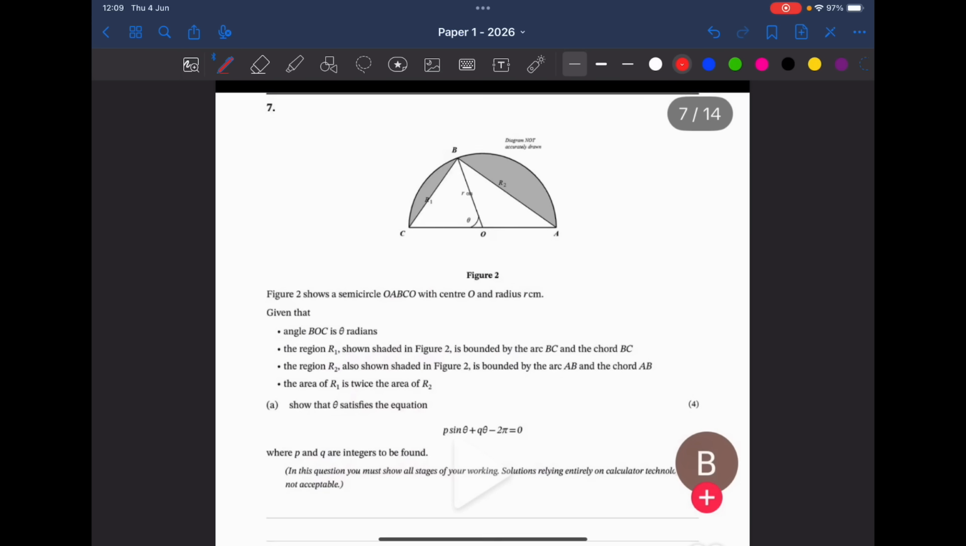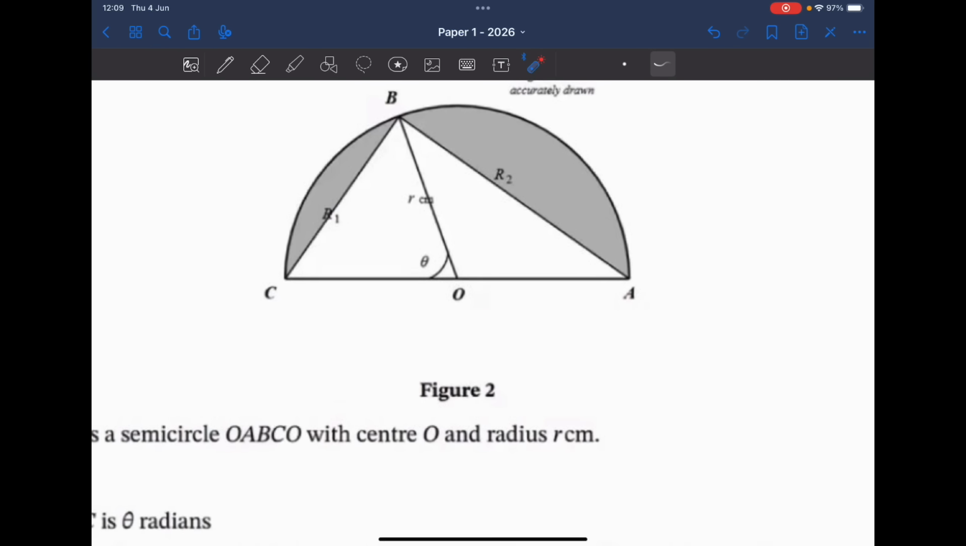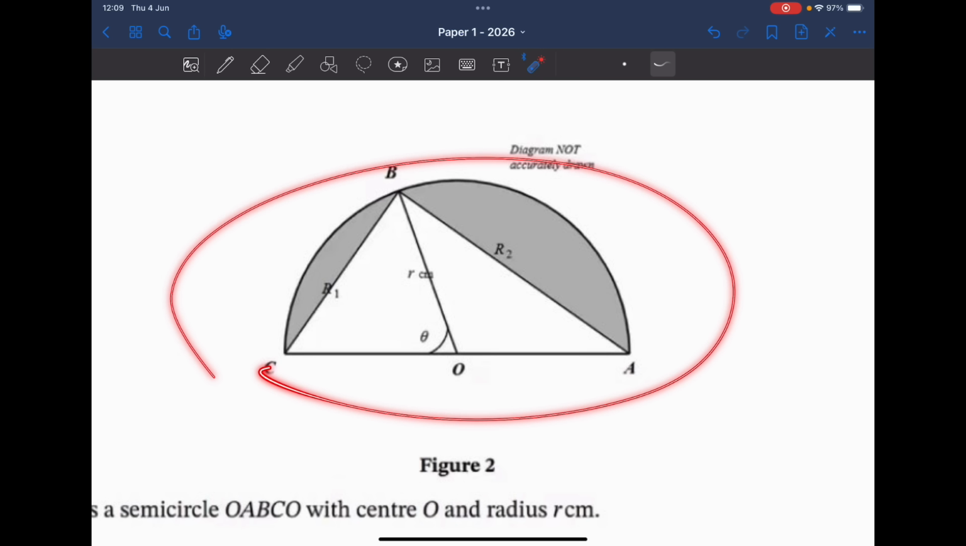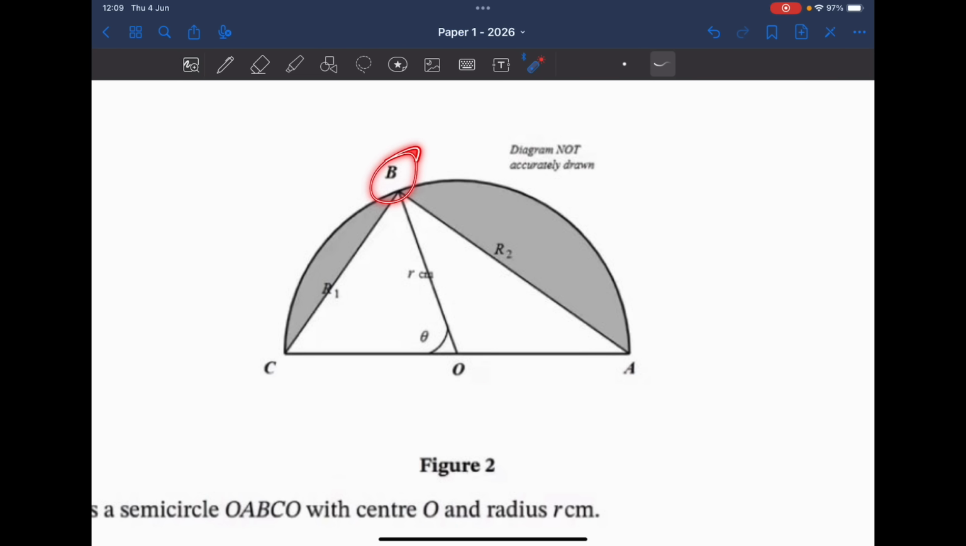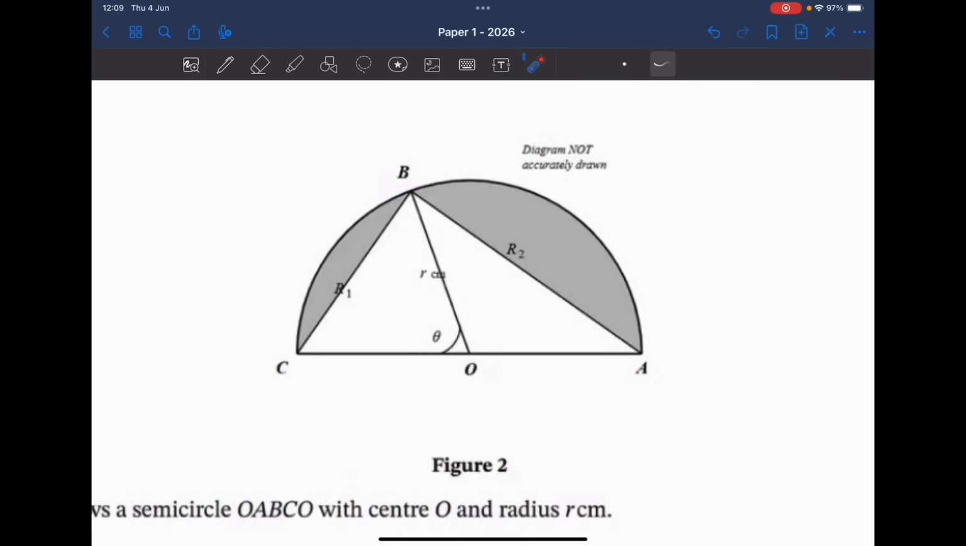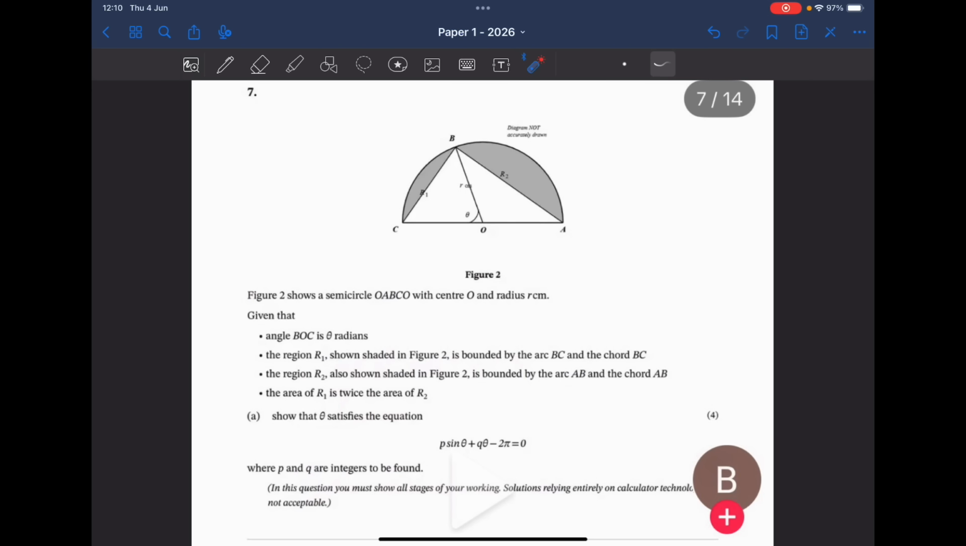Number 7. Yeah, this one. Whoever made this copy of it has labeled this correctly, but B should be on the other side. If you're thinking what it says down below, we have that the area R1 is twice that of R2, so R1 must be bigger. So you've labeled everything correctly, but this one is just a mirror image. That one should be over here somewhere. You can basically just ignore that and not worry about it.